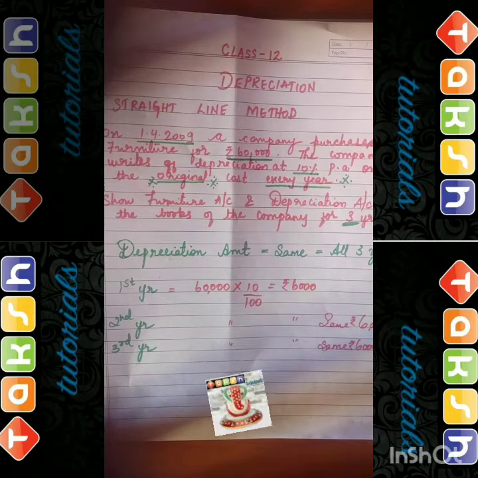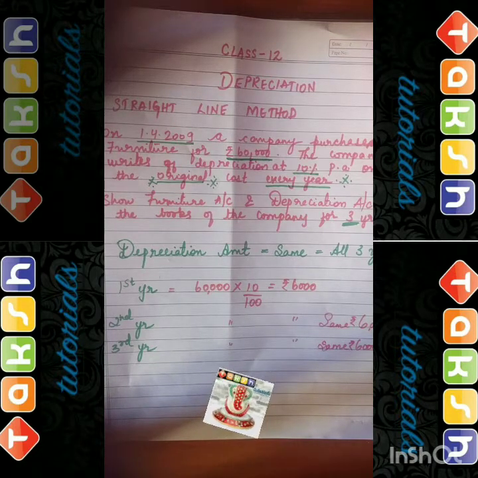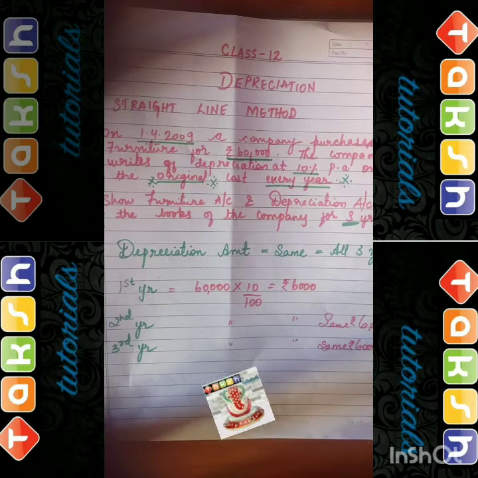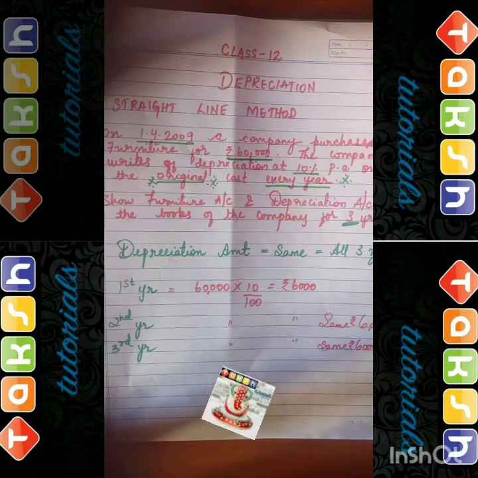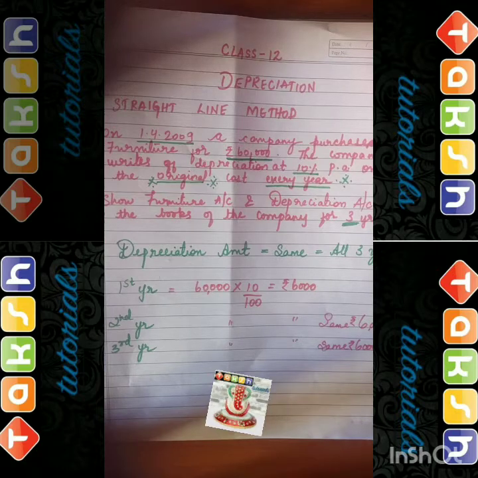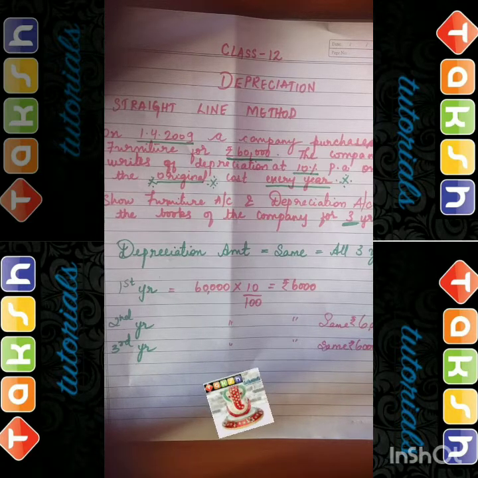Hello friends, today I will teach you depreciation under straight line method. Straight line method is also known as fixed installment method, equal installment method or original cost method. I will explain you straight line method with an example.